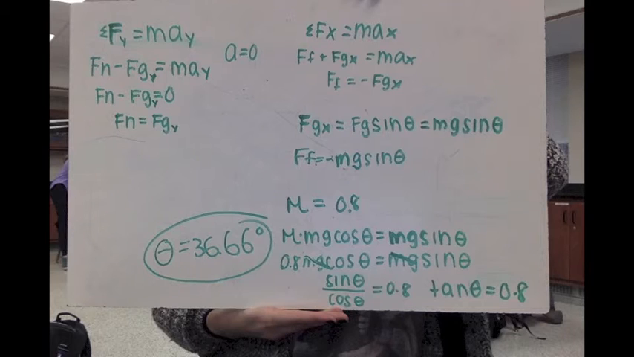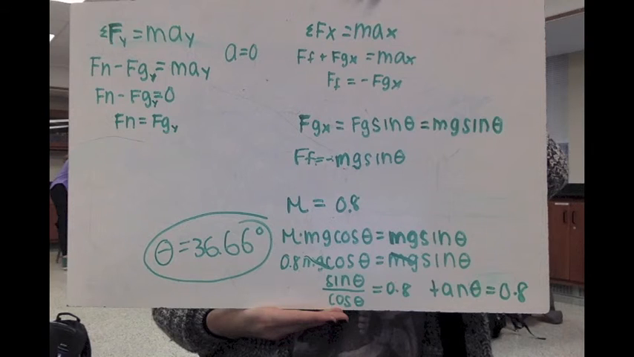So we know that mu is the force of friction over F_N. We plug that equation in to solve for the angle, and we get mu times mg cosine theta, which is the normal force, or F_g,y, equals mg sine theta, which is the friction force.